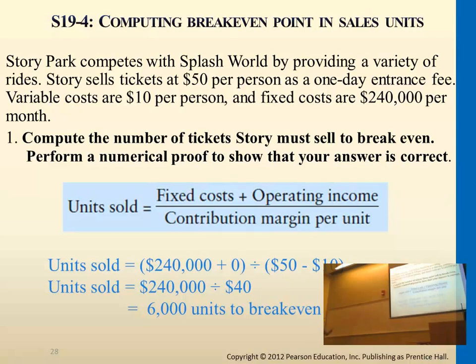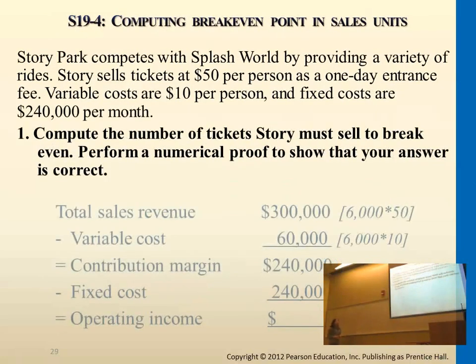Okay, just double checking your answer whether the 6,000 events is really the break-even point. So just plug it back in, all the sales revenue information, variable cost, fixed cost, and see if you can get operating income 0 at the end.